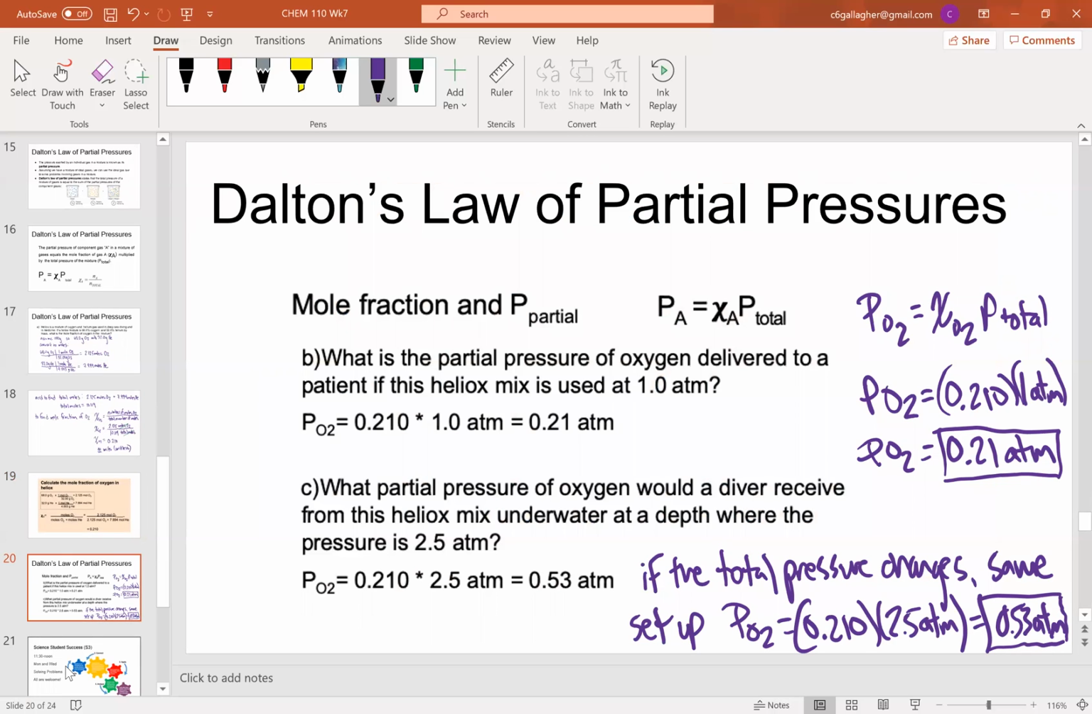We can then use this mole fraction to solve for the partial pressure of oxygen. If we know the mole fraction and we know our total pressure, then we can multiply those two together. So in this case, 0.210 times 1 atmosphere gives us a partial pressure for oxygen of 0.21 atmospheres. And if we had a different total pressure, all we would do is change that value, and that would allow us to again calculate the partial pressure of oxygen, as shown in the second example.